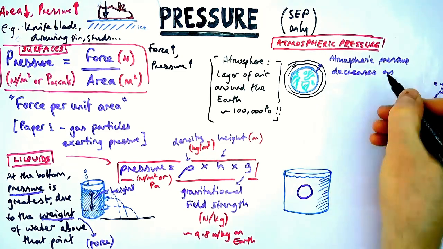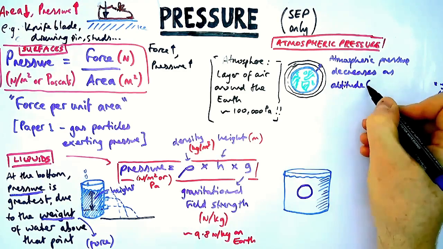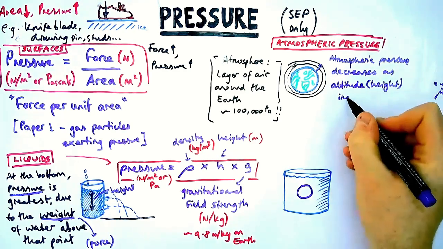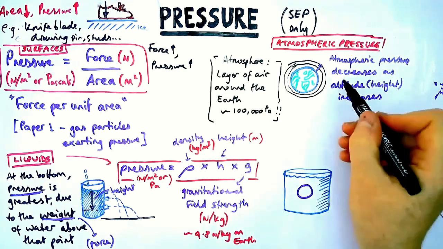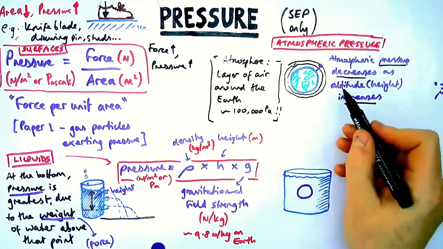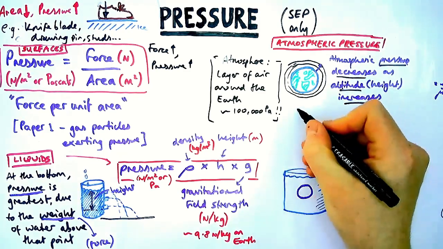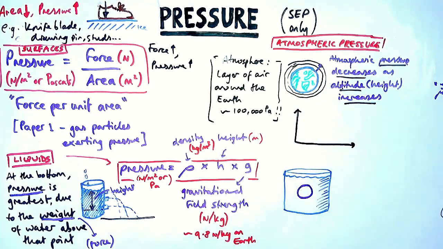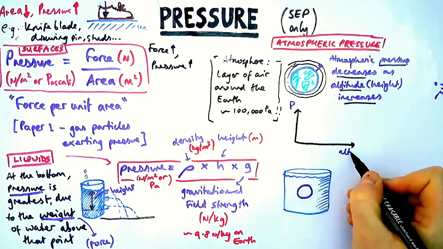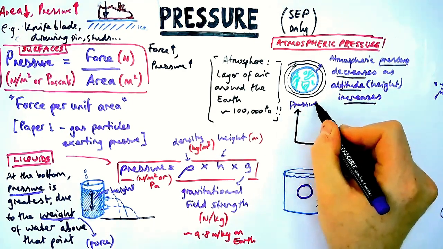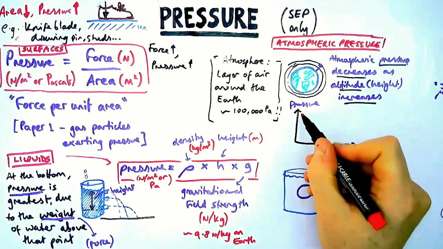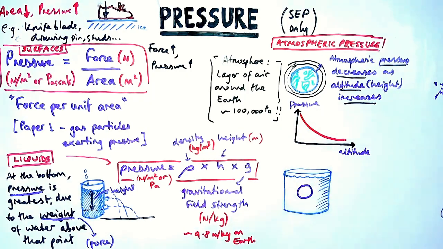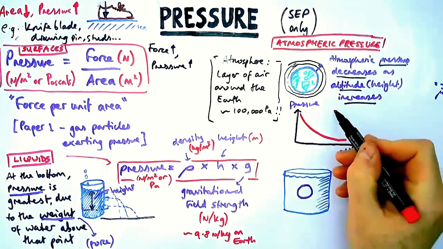Now, atmospheric pressure isn't constant, okay? As you go higher, so a greater altitude off the surface, the atmospheric pressure decreases as the altitude or height increases. The graph for it would look something a little bit like this. If you were to have altitude on our x-axis and pressure on our y-axis, it would have a kind of curved shape a little bit like that.